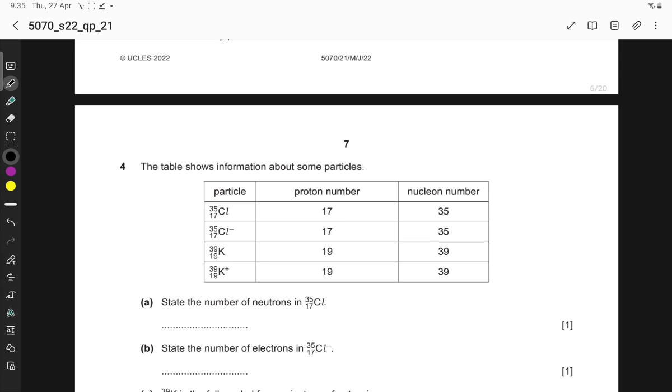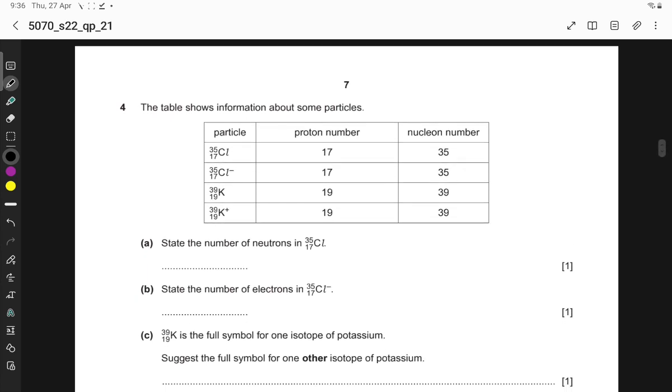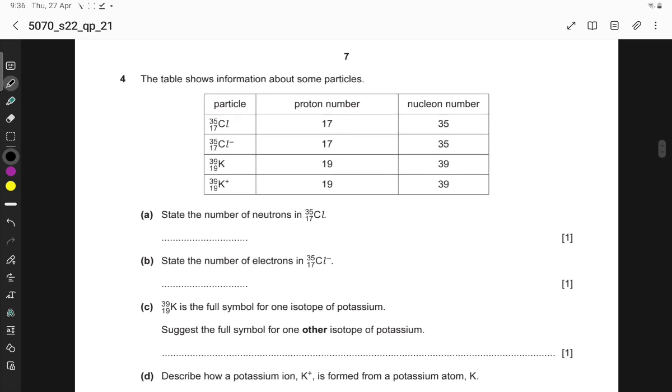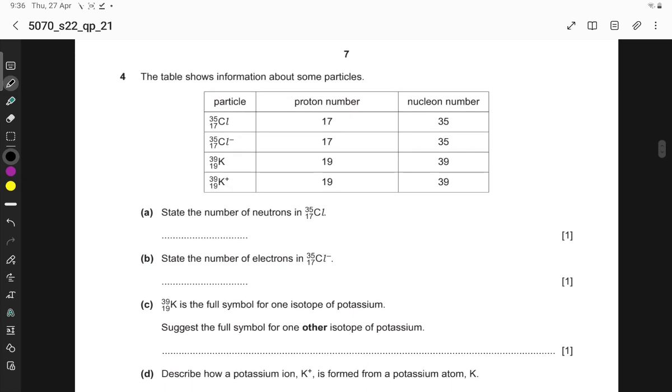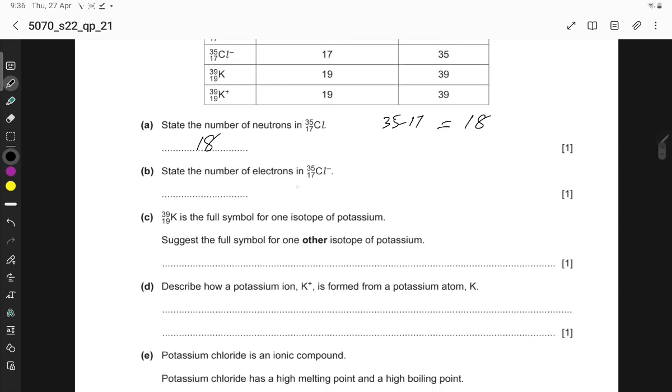The table shows information about some particles. State the number of neutrons in 35Cl. When we subtract 35 minus 17, this is equal to 18. State the number of electrons. Because the chloride ion gains 1 electron, the number of electrons will be 18.